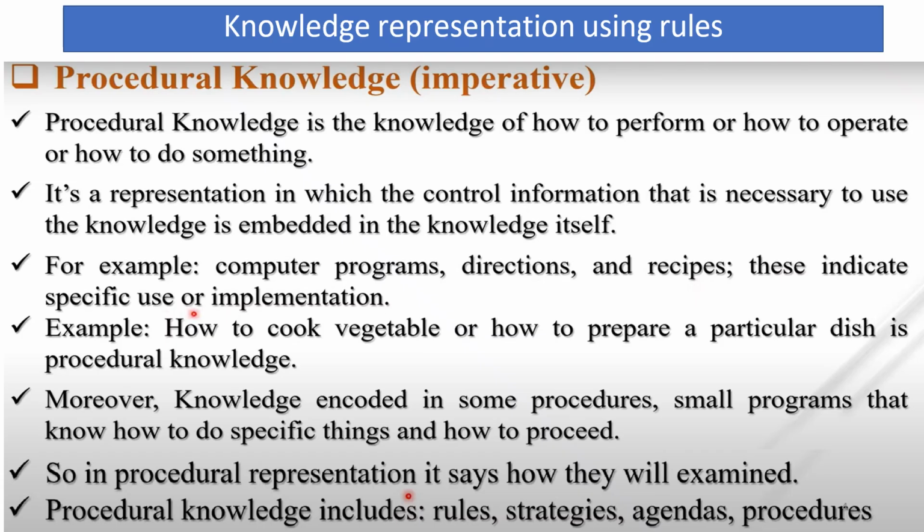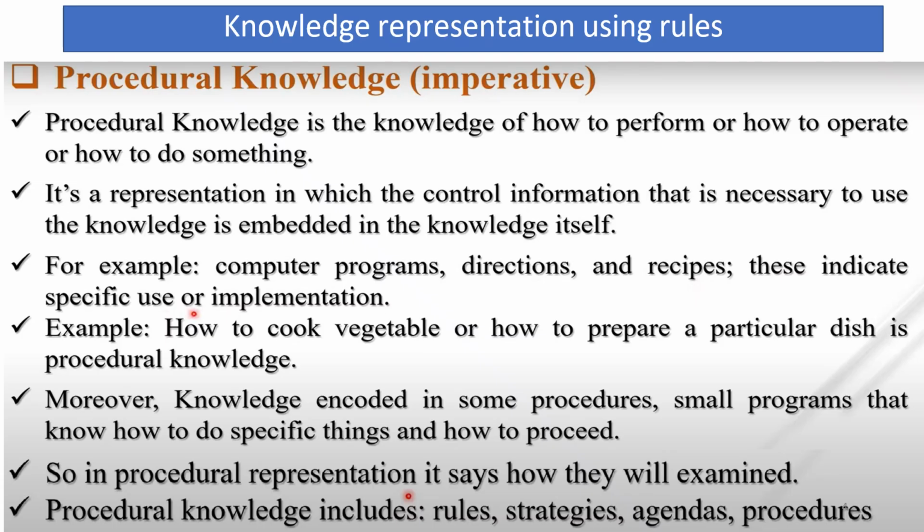Second is that the control information is embedded. The sequence of actions is stored within the knowledge itself, and it tells both what to do and how to do it. A recipe not only lists the ingredients but also gives the cooking steps, which is a good example of embedding control information. It is represented as a procedure or a program, often stored in computer programs, algorithms, rules and instructions. For example: enter the username, enter the password, and finally click the login button.